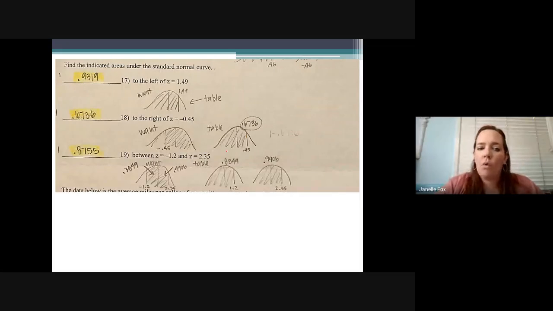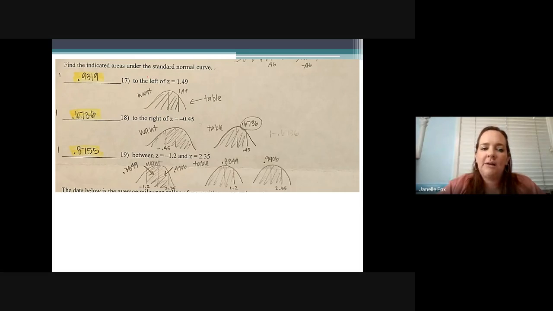Okay, so then we did some more things with our normal curves. And look, I just want to show you guys something. Look how amazing all my pictures are. If you try to do this without a picture, seriously, I don't even know how that's possible.